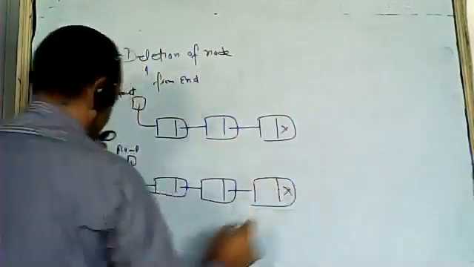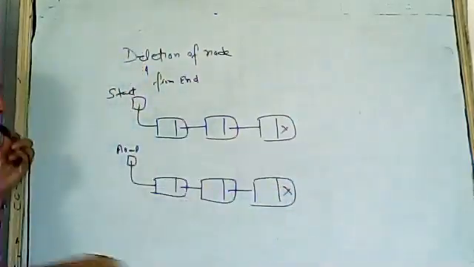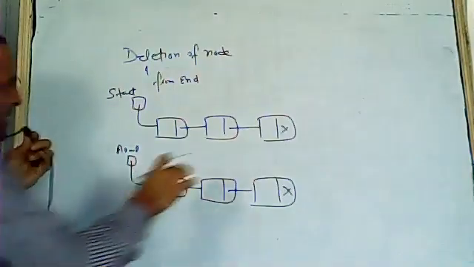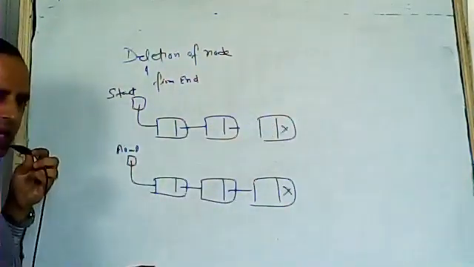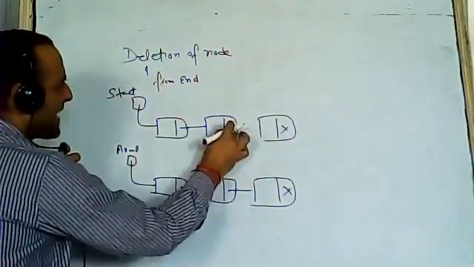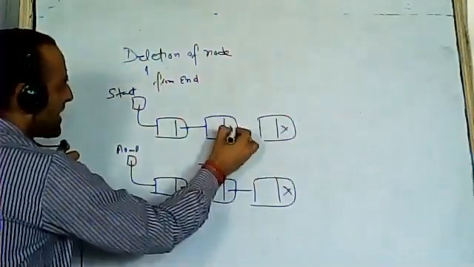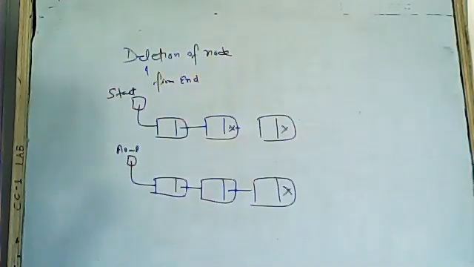Now, which is the node you are going to delete? The last node? Yes, sir. To delete the last node, the process is very simple. You just set the second last node's pointer to null, and the last node will be gone.